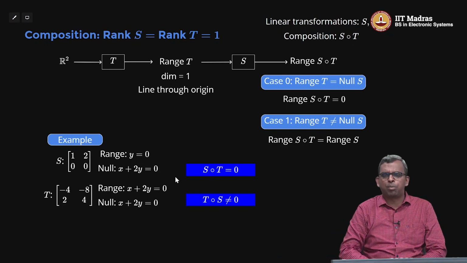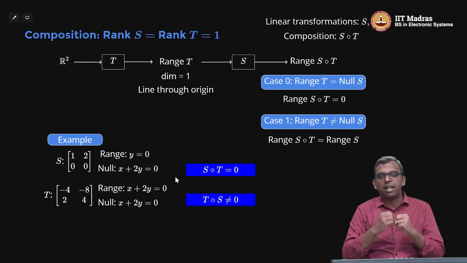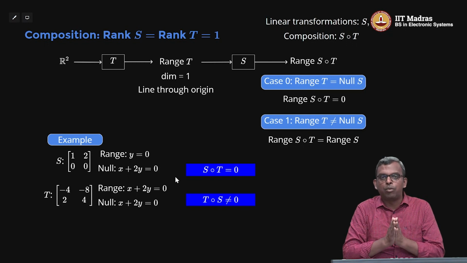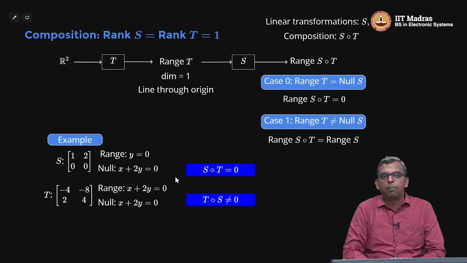It is an interesting little curious property that two non-zero matrices can multiply and give you 0, and that happens because of this curiousness of the dimension being the same for range and null, and you can make both the subspaces the same. Thank you very much.